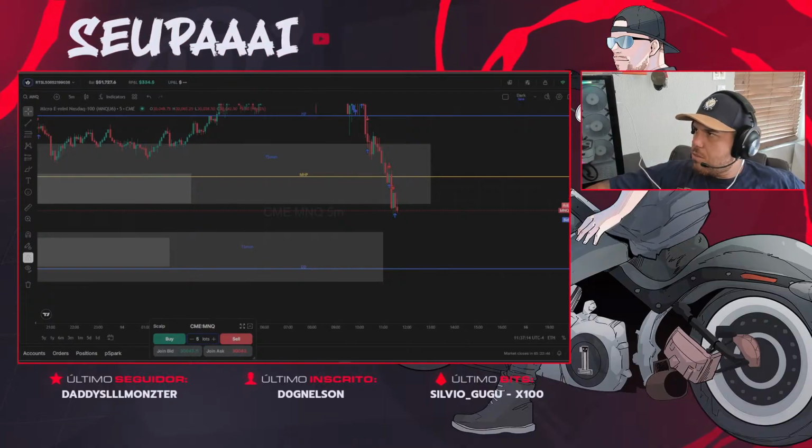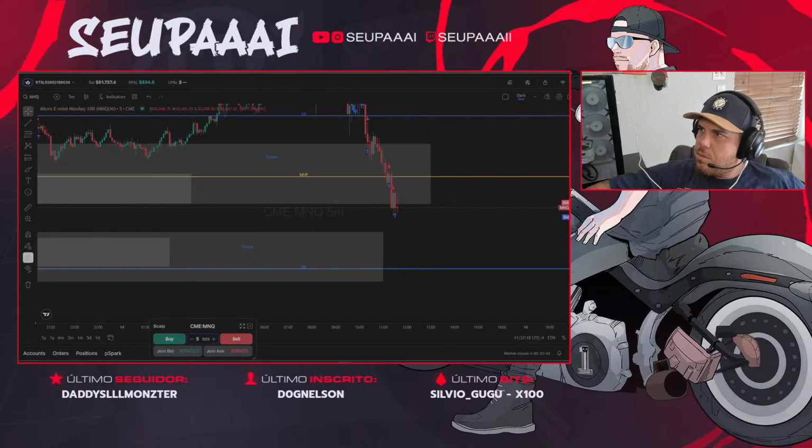Lack of follow through followed by immediate strength to the upside. Right. Few things there. Let's scroll back a little more here.